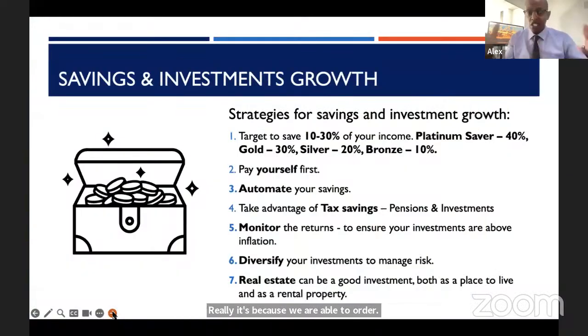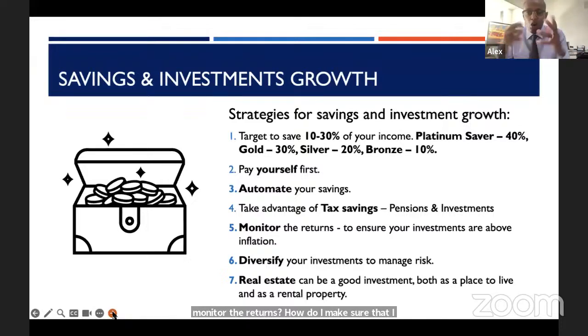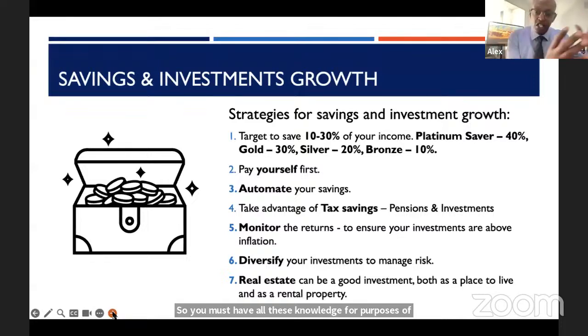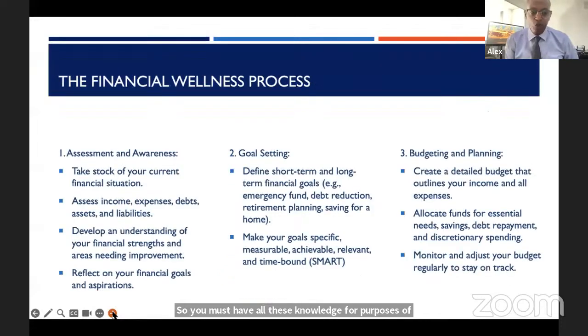We look at strategies for investment, and we look at the target savings, tax. How do I take tax advantage savings? How do I monitor the returns? How do I make sure that investments I get into are well structured? So you must have all this knowledge for purposes of your financial wealth. And we'll do this over the next few weeks and take you through the process.